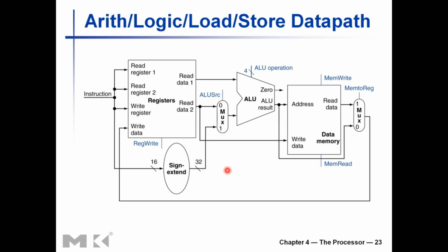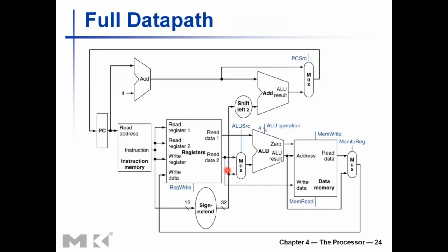Right, so that is the composed data path for arithmetic logic and load store instructions, excluding the instruction fetch mechanism and jump instructions. So this is what we've discussed so far. And here we have added the fetch mechanism as well to that. So this is arithmetic logic, load and store instructions, including the fetch mechanism.